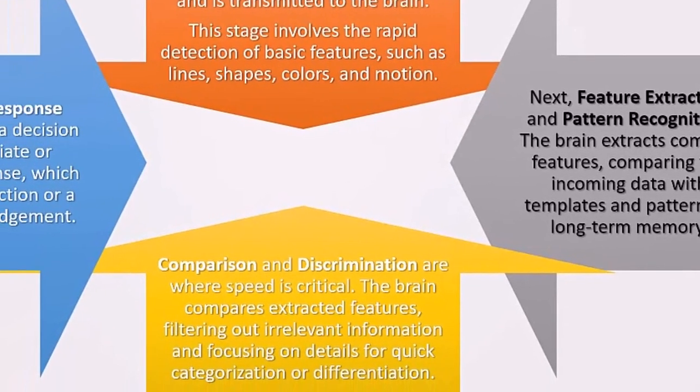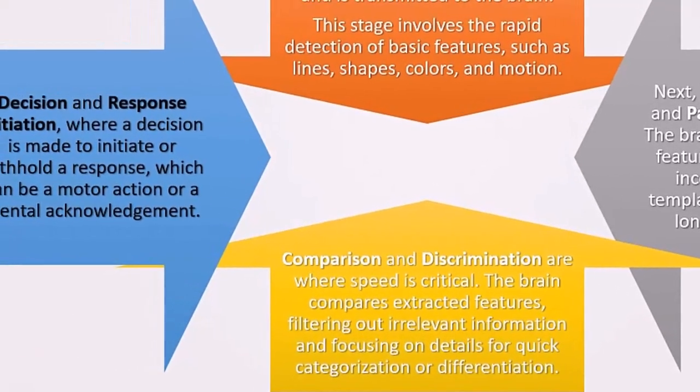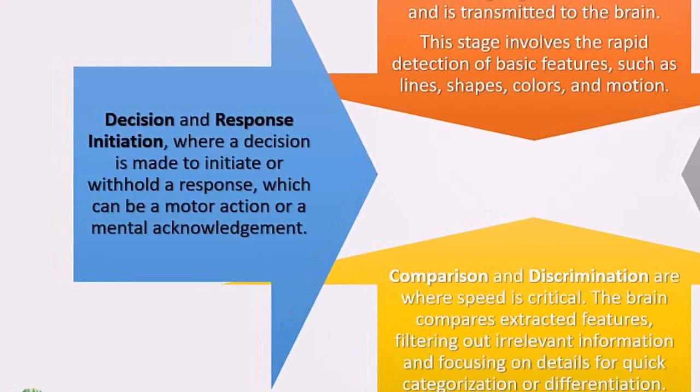Once the raw patterns of visual data become apparent, the comparison and discrimination process unfolds. This is where the speed aspect becomes critical. The brain rapidly compares the extracted features of different stimuli to determine if they are the same or different. It involves filtering out irrelevant information and focusing on the crucial details that allow for quick categorization or differentiation. Finally, we reach the brain's decision and response initiation stage of processing, where a decision is made to initiate or withhold a response, which can be a motor action or a mental acknowledgement.